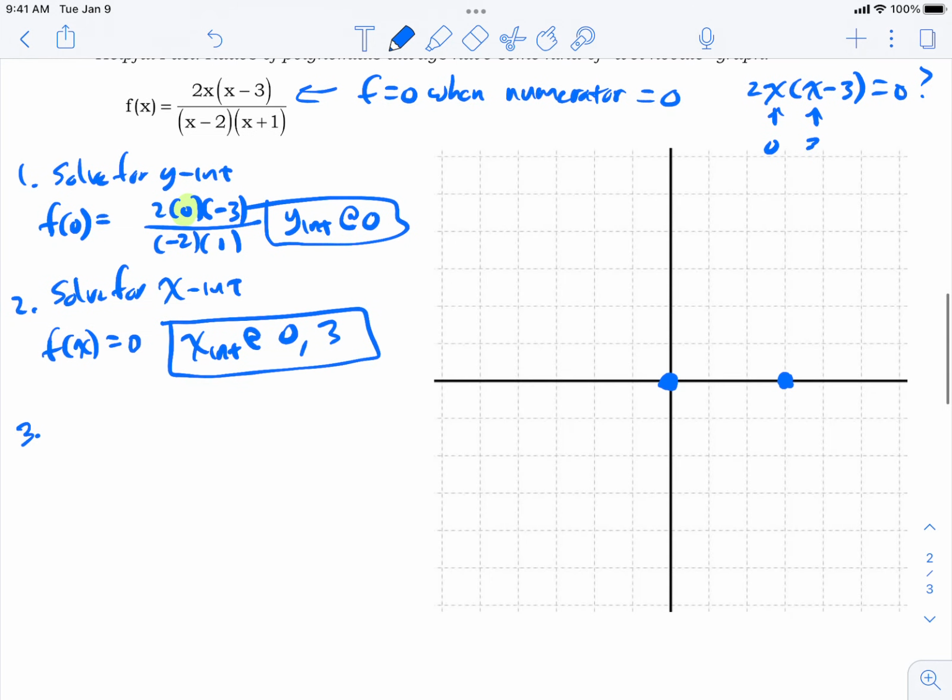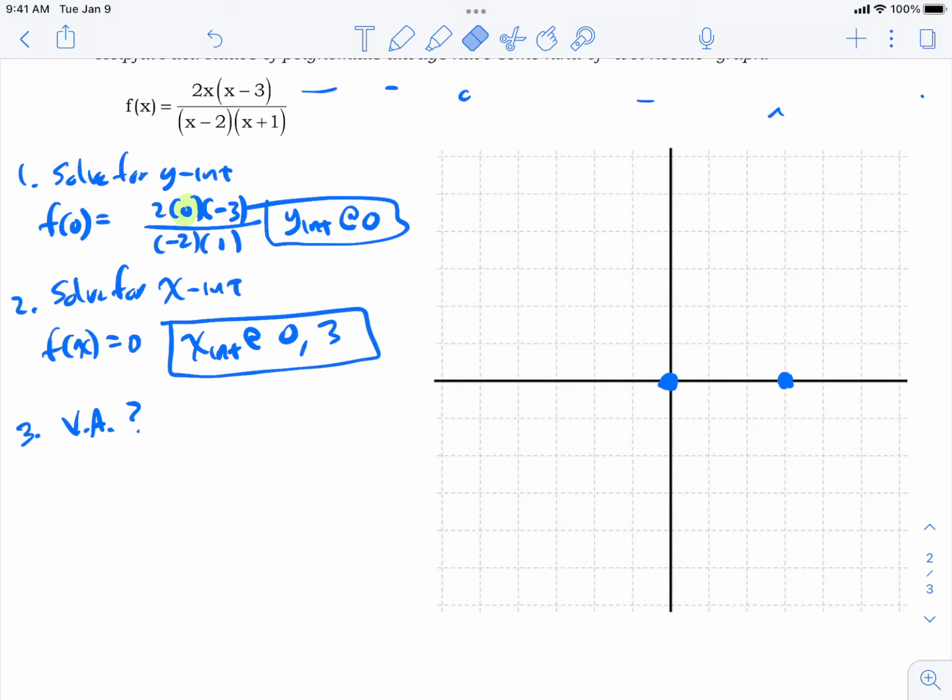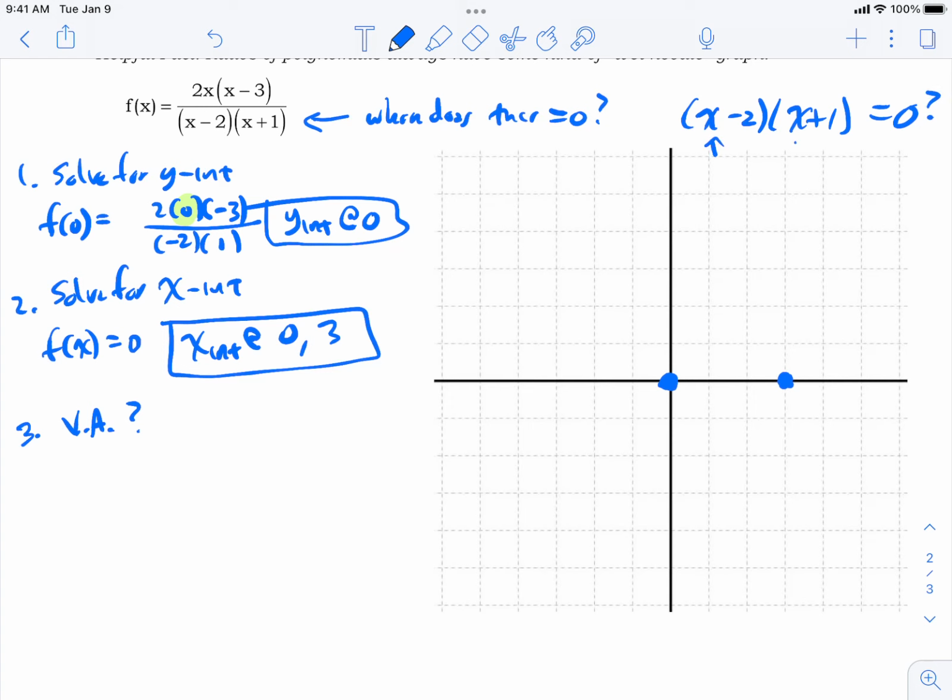Next, locate any vertical asymptotes. And remember what we were saying on the previous page. By the way, let me get rid of all this stuff. Remember what I was saying on the previous page, that the vertical asymptotes basically show up when you have a 0 denominator. So now we're looking at the bottom. When does this equal 0? And it's already factored. You got to love that. It's already factored for us. Someone's being really nice. When does that equal 0? And you have two solutions, which means we have two vertical asymptotes.